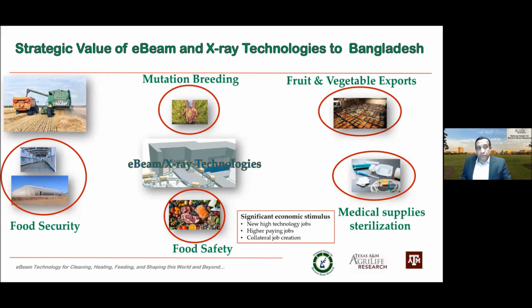So I think of food security. There could be private enterprises involved in warehousing, using this technology in warehousing and storage of grains for long-term storage for food security purposes. It can also be used in a business for mutation breeding, or it could be run in a government institute like BINA for mutation breeding. It can be used for food safety. It can be used for fruit and vegetable exports, as well as for sterilizing medical supplies. So these are all opportunities, I think, that Pakistan can gain by adopting E-beam and X-ray technology.